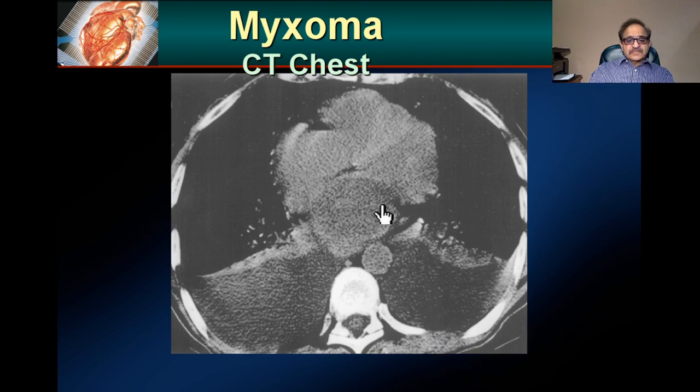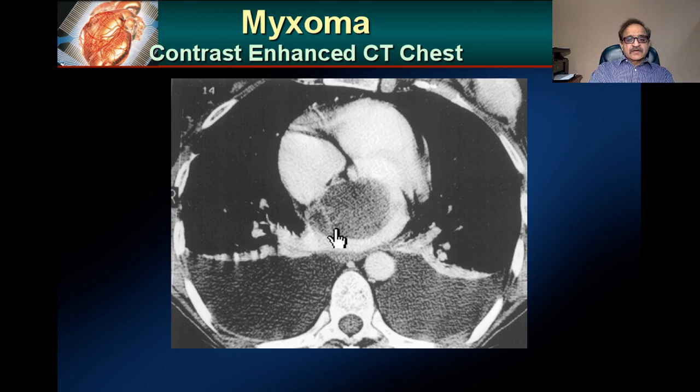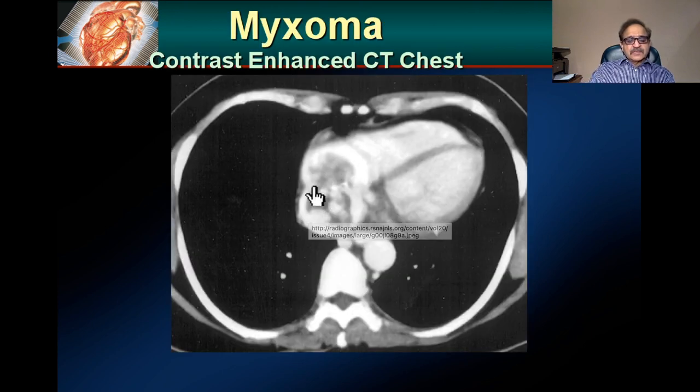CT chest shows a globular mass filling the left atrium, but it is more clearly visible in contrast enhanced CT chest. You can see this is contrast, and this is the huge tumor filling the left atrium. This is again a right atrial myxoma. It's nicely shown on CT, and you can see the calcification within the tumors.